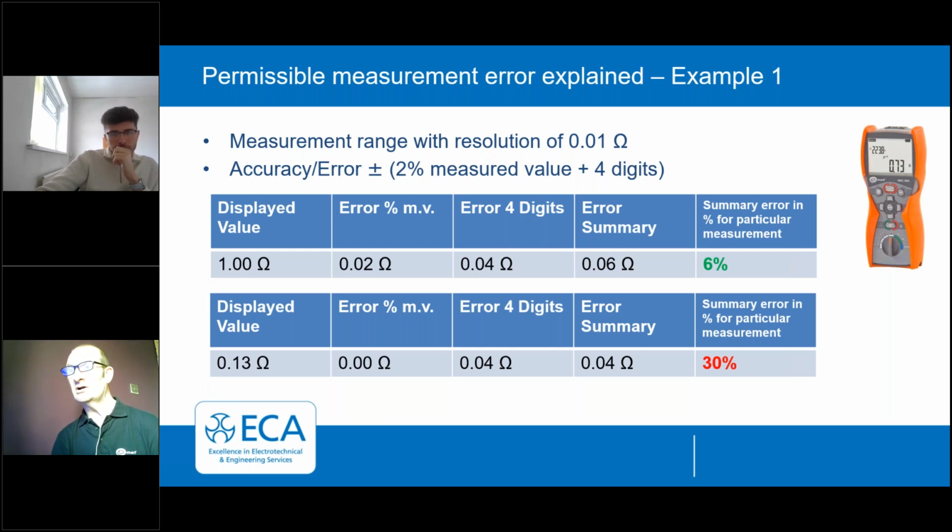On this type of equipment, we're looking at a lower displayed value. So if we're looking at 0.13 of an ohm, 130 milliohm, we'll see that if we divide that by 100 and times it by 2, we would get 0.0026. Now that doesn't round up, and there's not enough digits on the display to show that. So we would have 0.00 for the percentage error. We still have the 4-digit error. So we still add the 4 to the least significant digit of the display, which gives us an error summary of 0.04, which if we divide that by 0.13 and times that by 100 to get the percentage, we'll see that that is just over the 30%, and therefore it's outside the 61557 permissible limit.